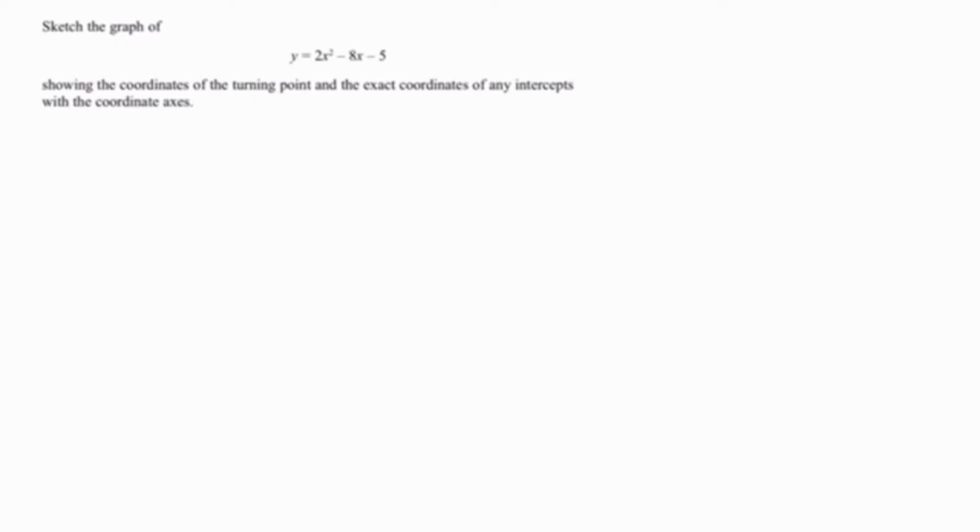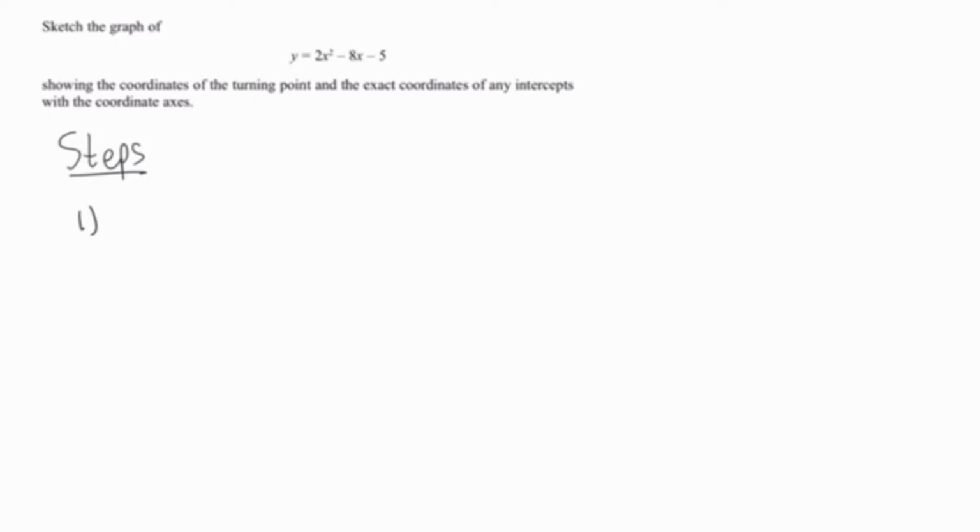In this question, we're being asked to sketch the graph of y equals 2x squared minus 8x minus 5, and we're told to show the coordinates of turning points and any intercepts with the coordinate axes. So this is basically as hard as quadratic related stuff will get, sketching a graph fully. So what you need to do for these ones is, I'll sort of write them out. So here are the steps you need to do.